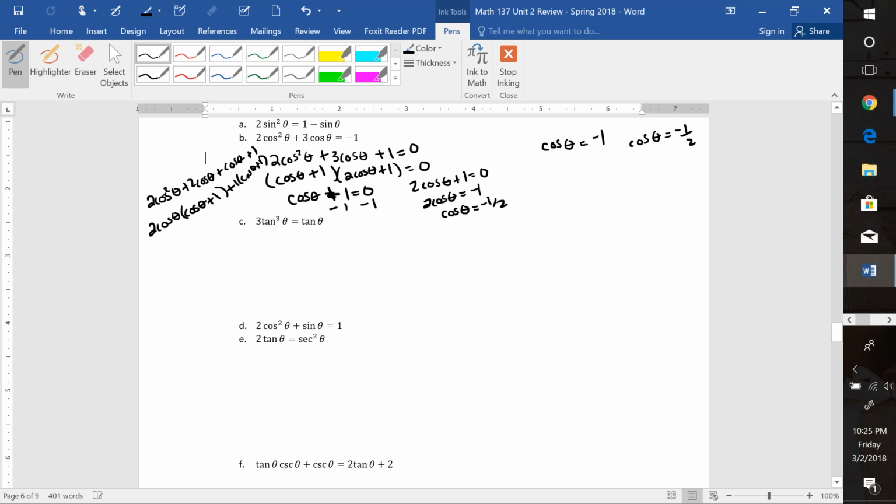Now cosine of theta being -1 is where on the unit circle can we have an x that is -1. And that only happens in one place. That happens when theta equals pi. And that's if we're staying within one revolution of the circle, which we are.